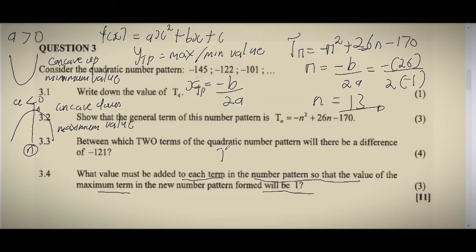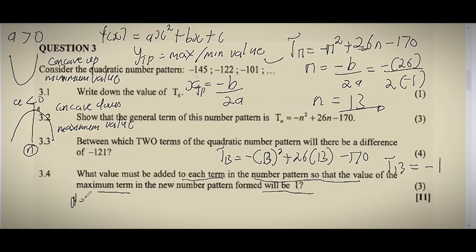So we can say T13, and then we just substitute 13 where we see n, then plus 26, and then we have 13, and then minus 178. Now, if you punch all this in our calculator, our T13 is giving us negative 1. So we have negative 1, which is the maximum value for this number pattern that we are given.